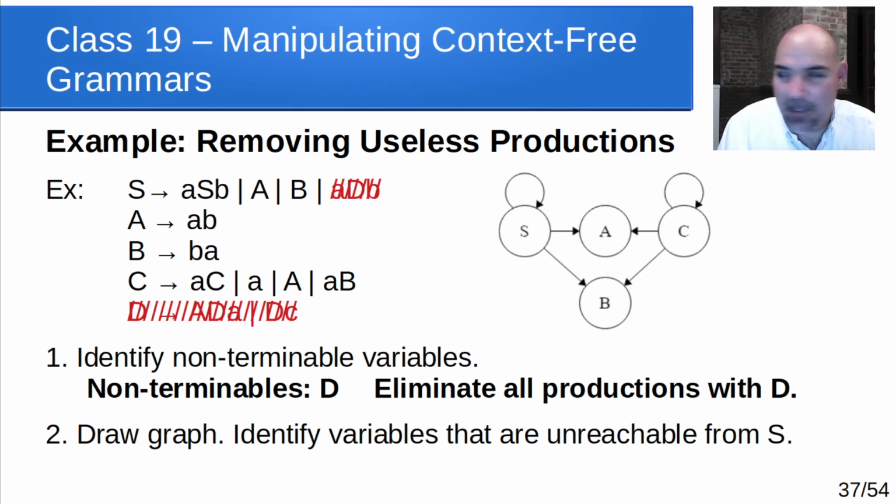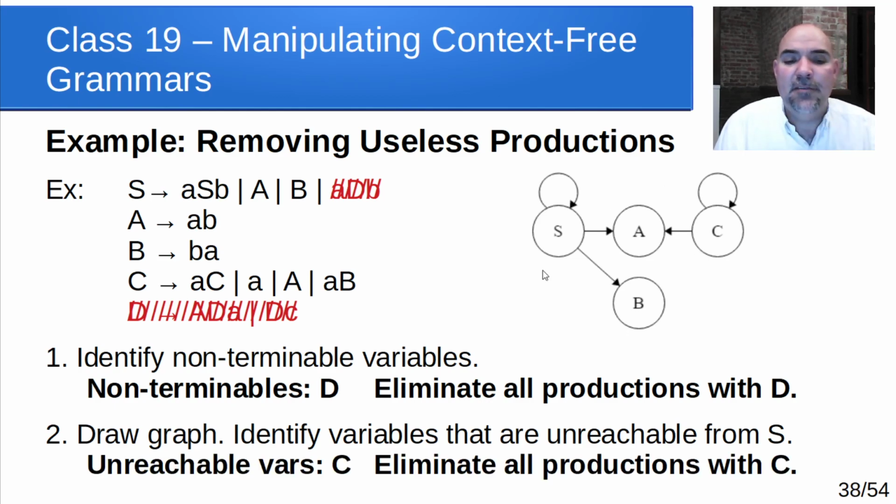Looks a little bit like a clown face now that I look at it, but anyway. So we draw that graph and we identify things that we cannot get to from S. So we start with S. Where can I get? I can get to S. I can follow an arrow to get to A. I can follow one to get to B, but I can't get anywhere else. I can't get anywhere other than S, A, and B. So C, therefore, is unreachable.